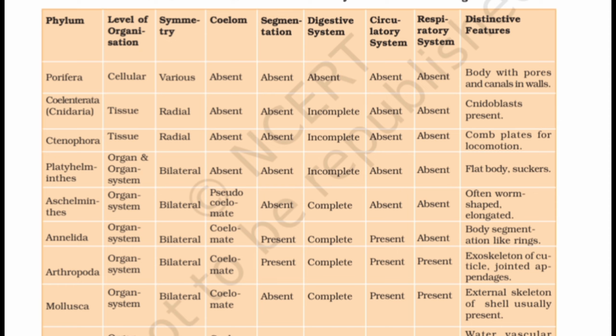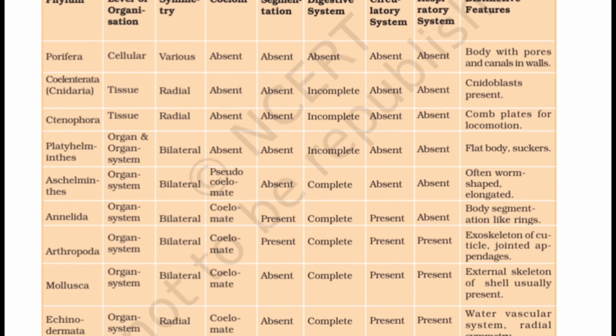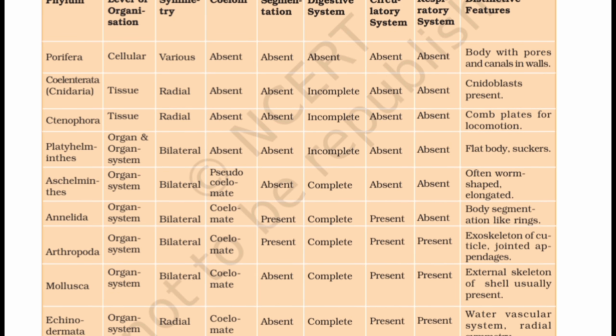Then comes Mollusca, which have organ system level of organization, bilateral symmetry, coelomate animal, and segmentation is absent, complete digestive system, presence of both circulatory and respiratory system, and the distinctive feature is external skeleton of shell usually present.